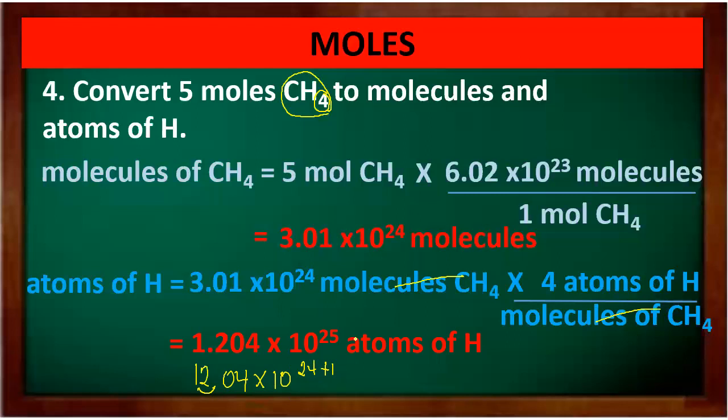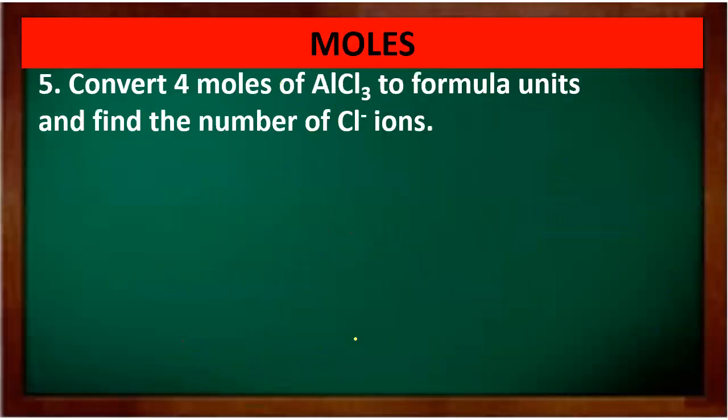Okay, so we still have some problem solvings here. Sample to compute. Okay, so convert 4 moles of aluminum chloride to formula units. Okay, if you have noticed, ang gamit nila dito formula units. We usually call formula units pag two substances are combined, ang isang substance ay metal at ang isang substance ay isang ion. Okay? So, pag na-combine yan sila, so nagiging formula units ang tawag natin. Okay? So, and find the number of chlorine ions.